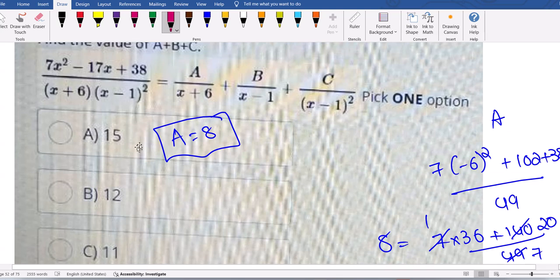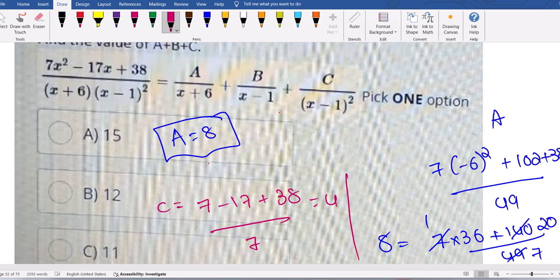How to calculate C value? C value can be directly calculated. You remove x minus 1 whole square, put x equal to 1. Put x equal to 1 after removing x minus 1 whole square. That is 7 minus 17 plus 38 divided by 7, minus 10, 28 divided by 7, 4. So C value will be equal to 4. C value 4, A value 8.